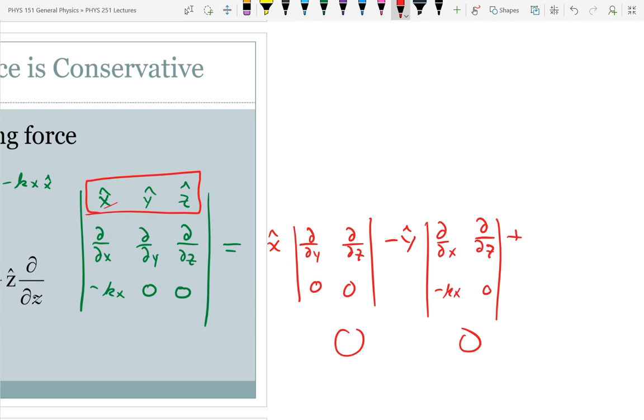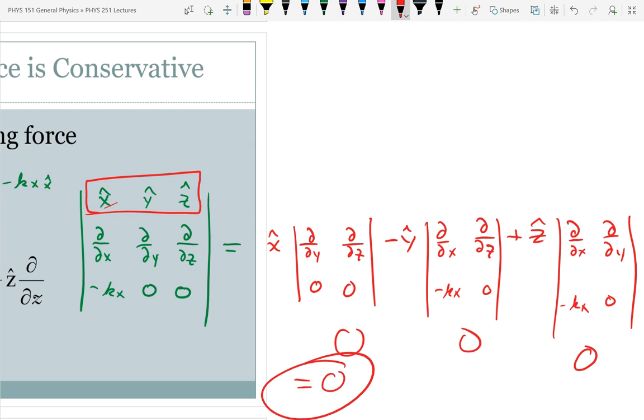Flip the sign again, so it goes back to plus for the last one. Z hat, determinant of its comatrix, d dx, d dy, minus kx and 0. And we see, okay, d dx of 0 is 0. d dy of minus kx, what's that? Still 0. And so it's equal to 0, thus it's conservative.